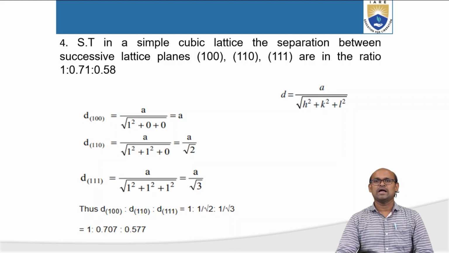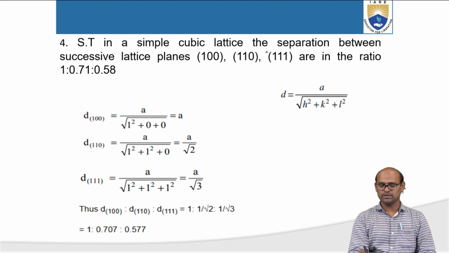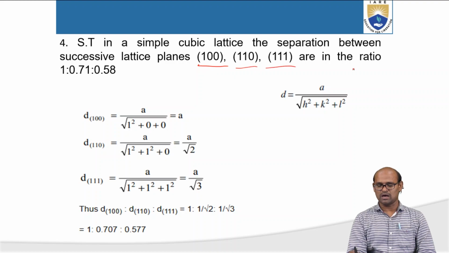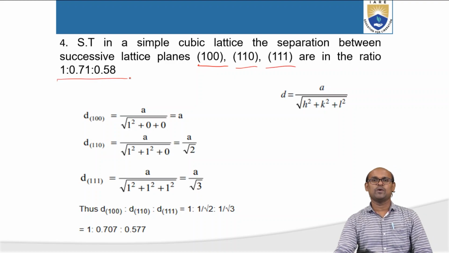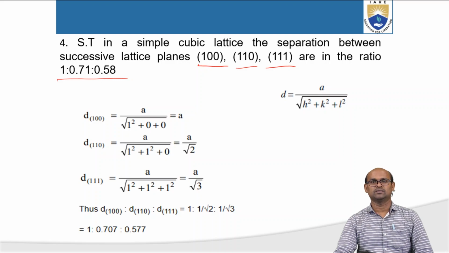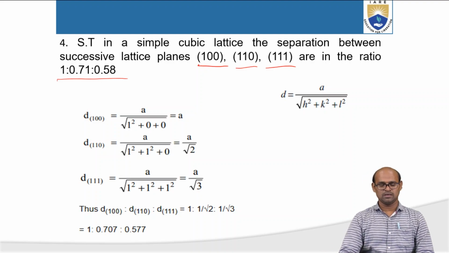The fourth numerical problem in module 1 is: show that in a simple cubic lattice, the separation between successive lattice planes 100, 110, 111 are in the ratio of 1:0.71:0.58. So we have to show that for a simple cubic lattice, the interplanar spacing between these given planes is in this ratio.